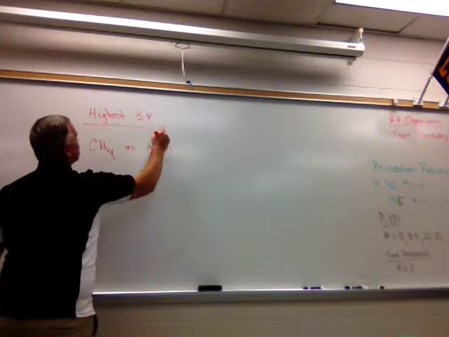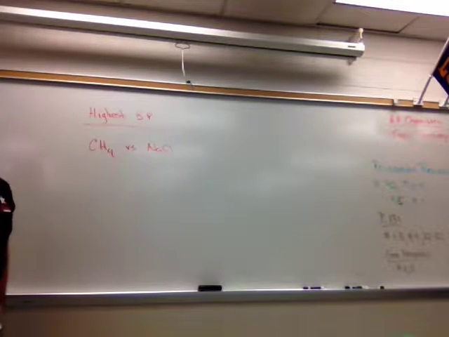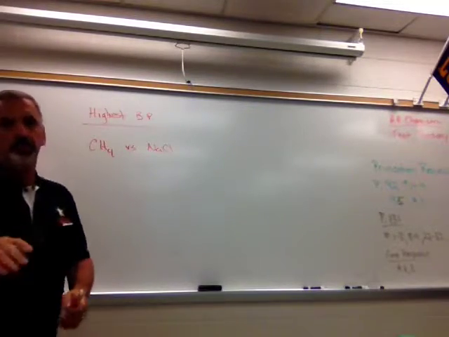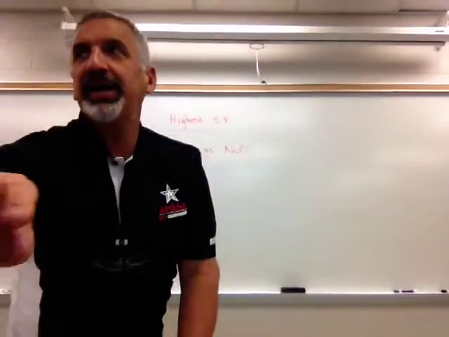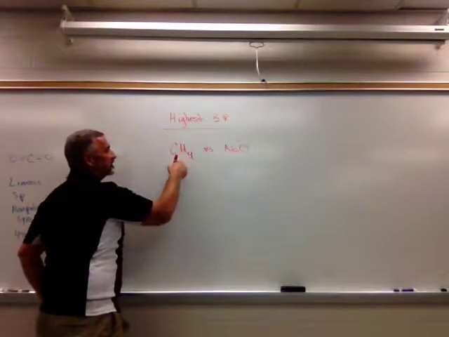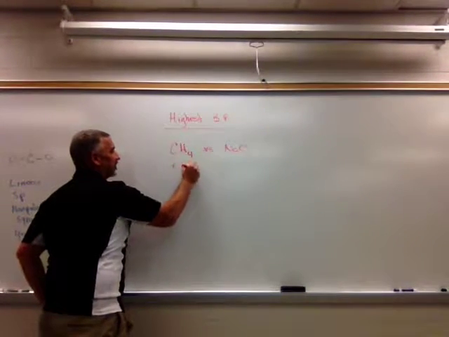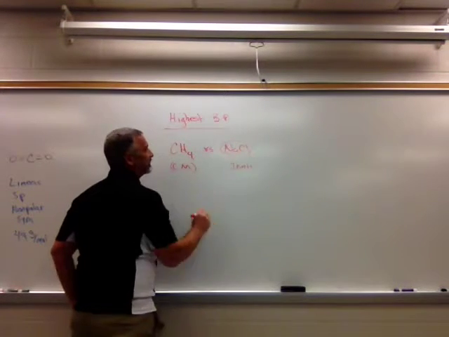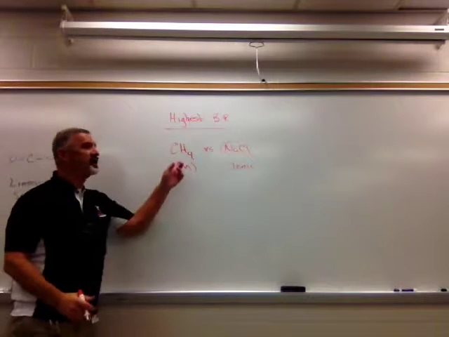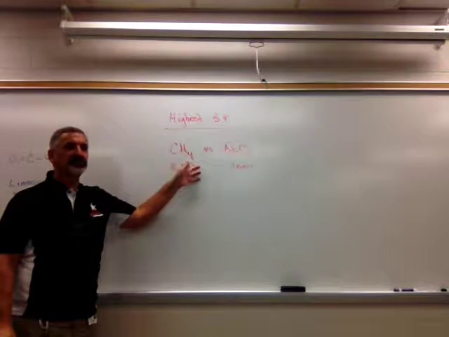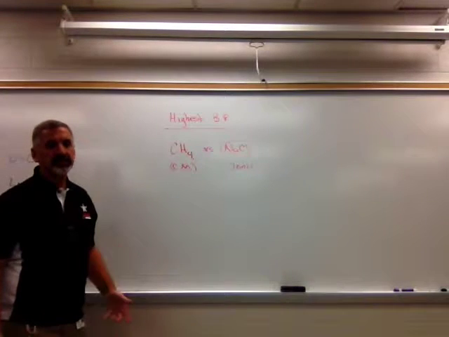Highest boiling point or highest melting point. Which one's going to be higher and why? Why NaCl? Ionic versus covalent molecular. So it's going to be that one, because ionic is always higher. So the IMFs here, what's the IMF going to be on this one? Only London forces. Okay?